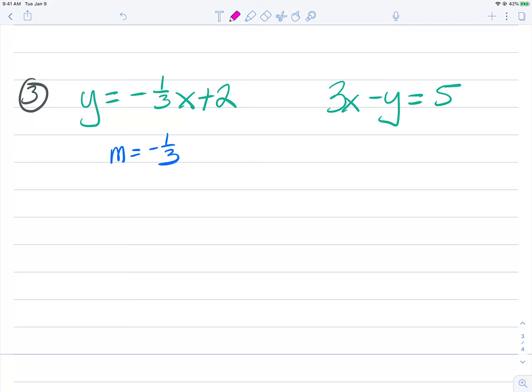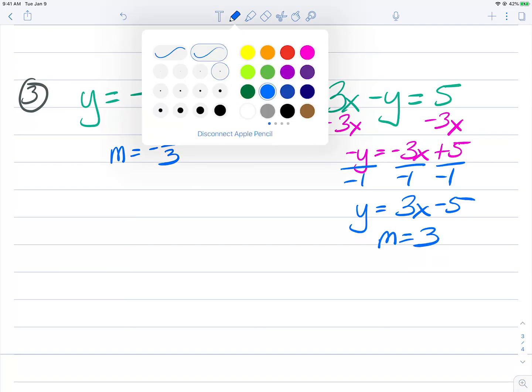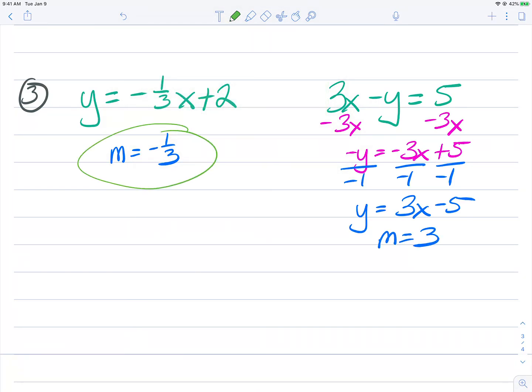So I need to solve for y. I'm going to subtract 3x from both sides. Negative y equals negative 3x plus 5. I'm going to divide everything by negative 1 so that my y is positive. And I have a 3x minus 5. So my slope is 3, which means that negative 1/3 and positive 3 are negative reciprocals. One's positive, one's negative, and if you flip 1 over 3, you get 3 over 1. So that means that these two lines are perpendicular.